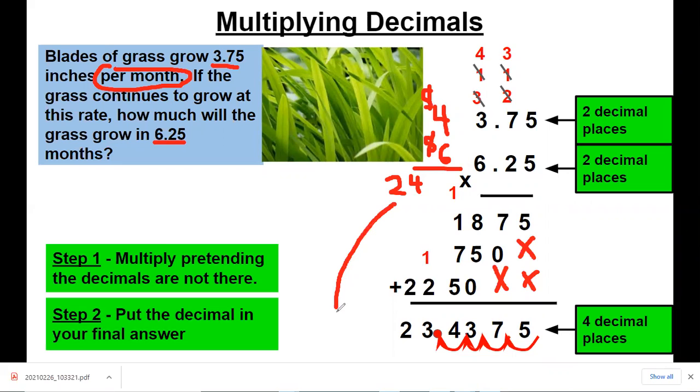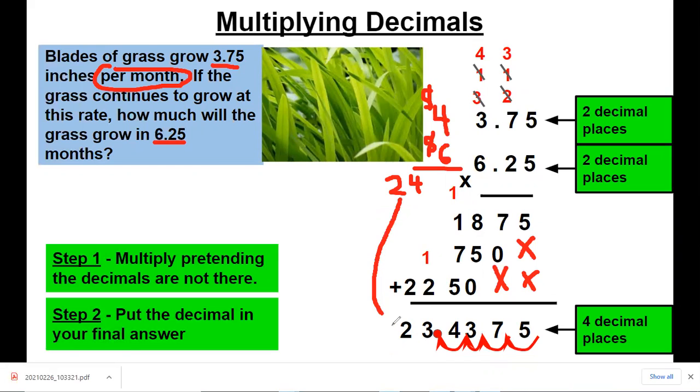So if I were doing this, I wouldn't want to put the decimal here, because then I would have 23,437. I have to have something close to 24. So then I could try putting the decimal here, but if I put it here, now I've got 2,343.75. I have to be at 24. So that's not going to work.